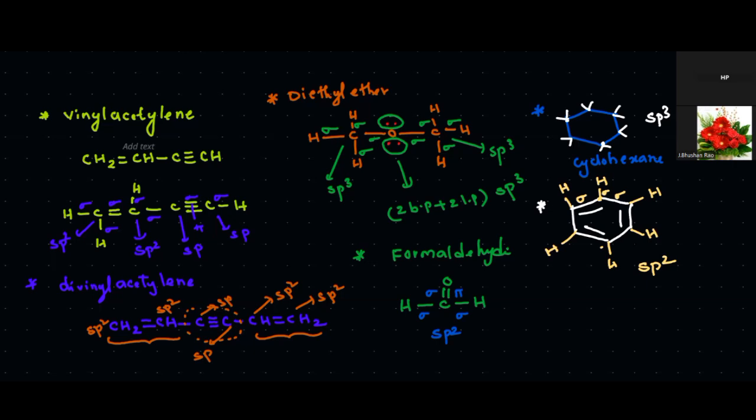Then next, the same kind of another one. It is not a cyclic ring, just an open chain. CH2 double bond CH with a free radical given. That means it is a vinyl group, but with a free radical. Vinyl free radical.